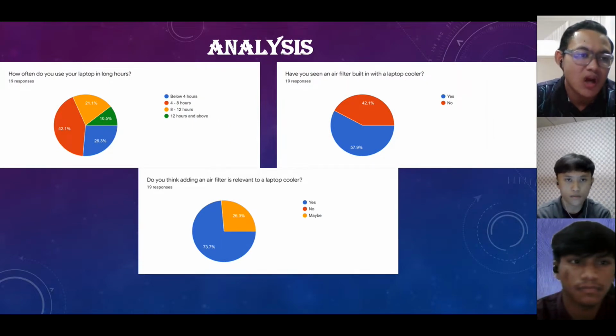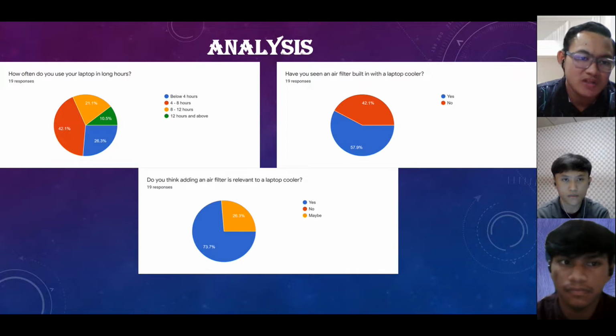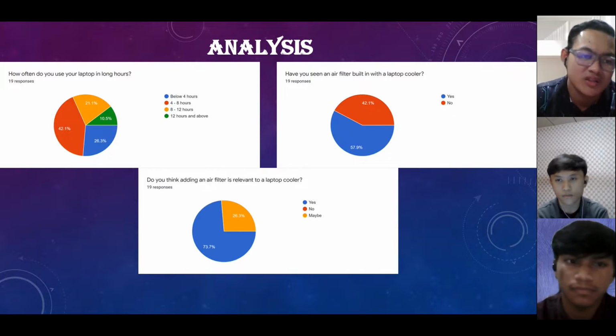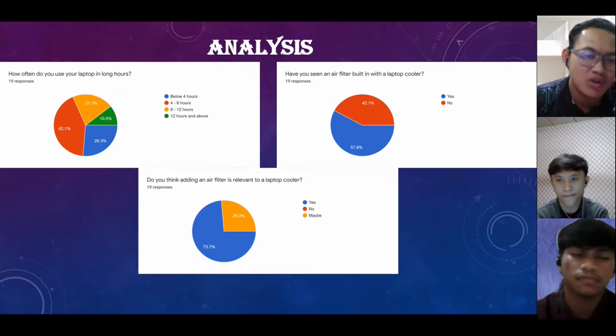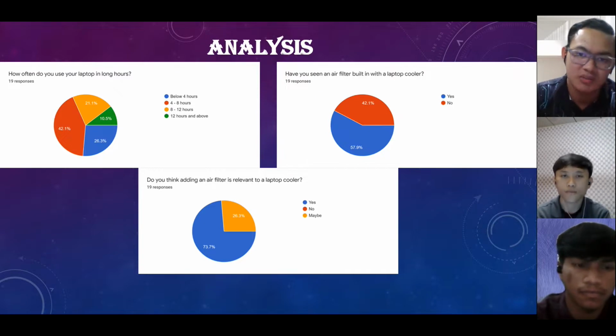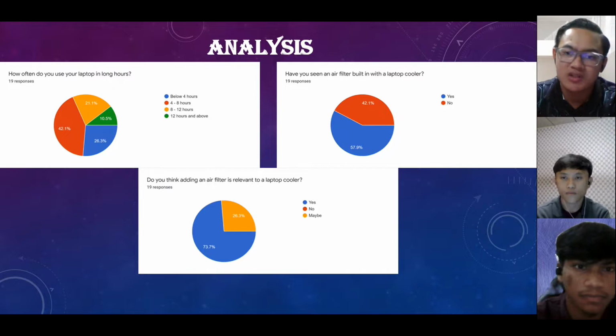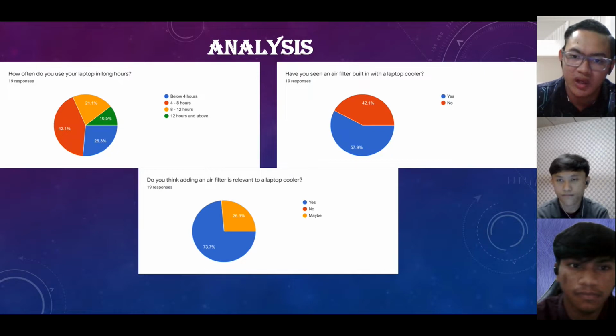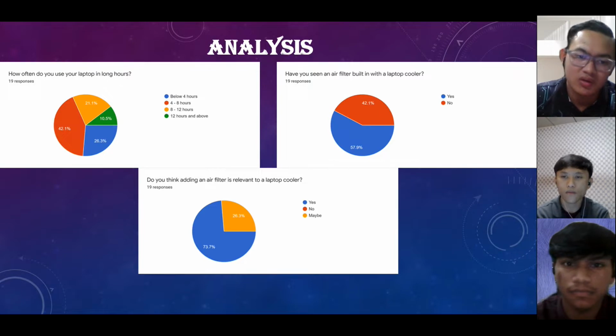As for the first question, how often do respondents use their laptops for long hours? Almost half of them, 42%, answered between 4 to 8 hours, and almost a quarter of them, below 4 hours. 21% is between 8 to 12 hours, and only 10.5% use 12 hours and above. Most of our respondents have seen an air filter built in with a laptop cooler, and the remaining 42% have never seen one before.